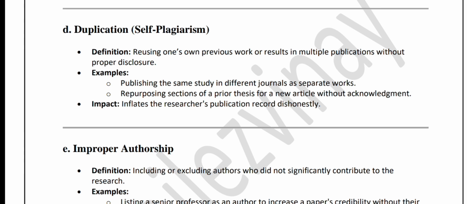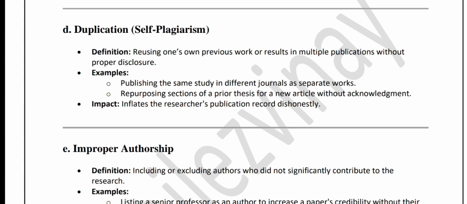A beginner researcher uses results and previous works from multiple publications without taking any proper suggestions from the real authors or his guide. He uses all the results and previous works and manipulates them into his own book. That is duplication: the same as it is, only changing the name.